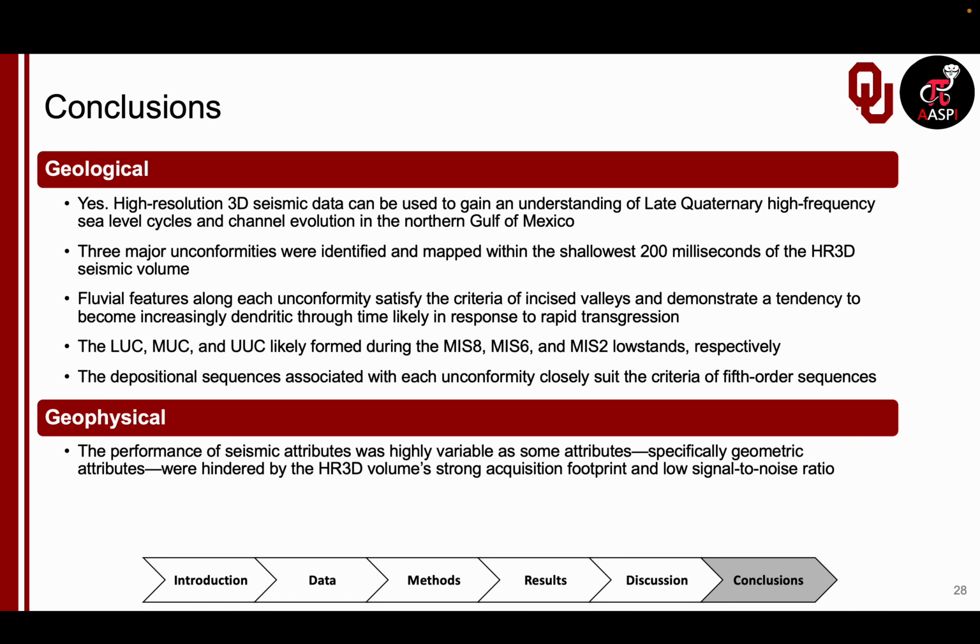Geophysically, we only have one conclusion, but it's an important one. We found that the performance of seismic attributes was highly variable, as some attributes, specifically the geometric attributes like Sobel filter, curvature, and so on, were severely hindered by the strong acquisition footprint and low signal to noise ratio.